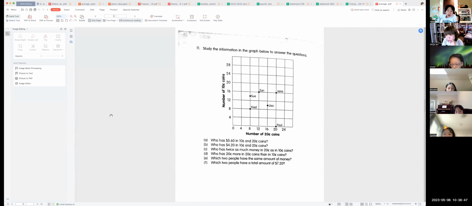So for the average questions or some math competition questions, or when we're learning math for statistics, sometimes the data is not directly telling you, understood? The data is showing you in the coordinate system. So let's take a look at this one. For the X value, it is the number of 20-cent coins. For the Y's, it represents the number of 10-cent coins.